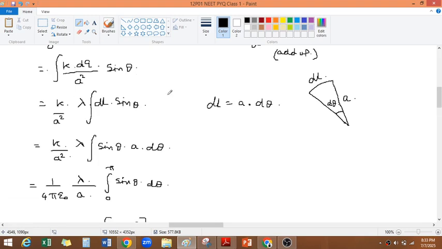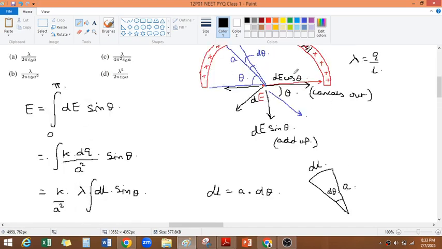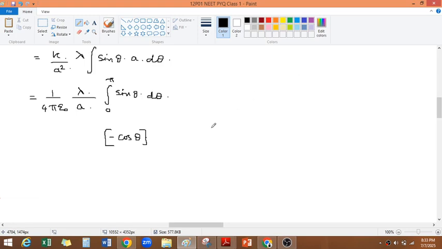because the theta is half circle. அப்போ இங்கேருந்து இது வரைக்கும் போகுது. So theta is equal to 0 radians to pi radians. So minus cos pi minus cos 0.